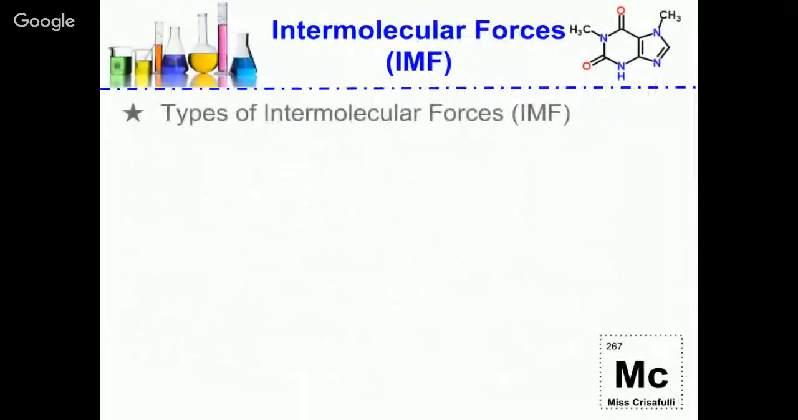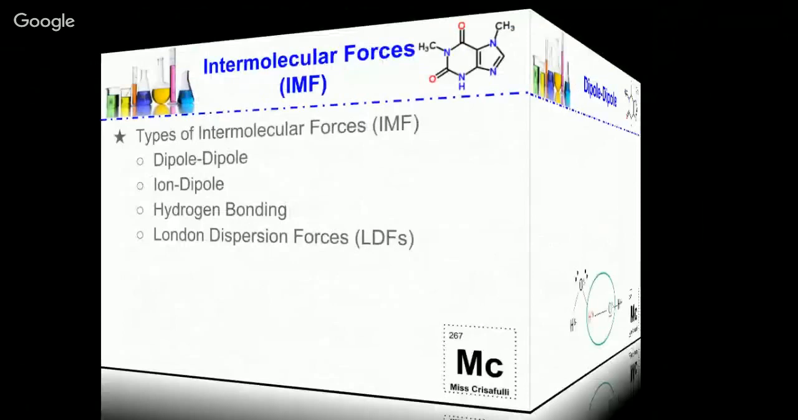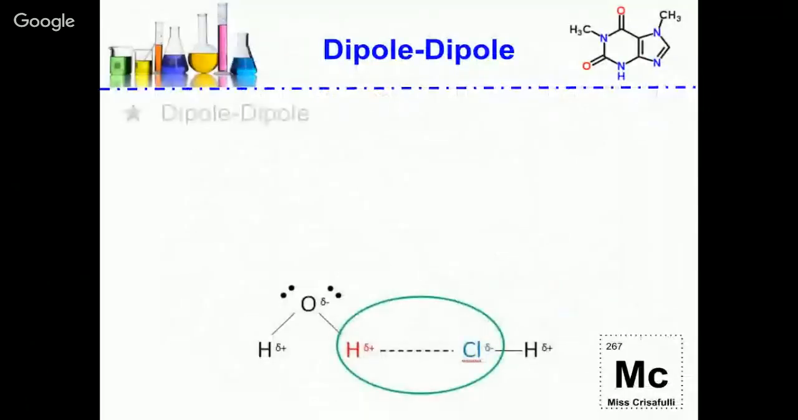So there are many types of intermolecular forces, and we're going to run through these real quick because, like I said before, this should be a review. The first one we're going to talk about is dipole-dipole, then ion-dipole, hydrogen bonding, and then London dispersion forces. You might also have heard these called van der Waals forces, but let's start off with dipole-dipole.